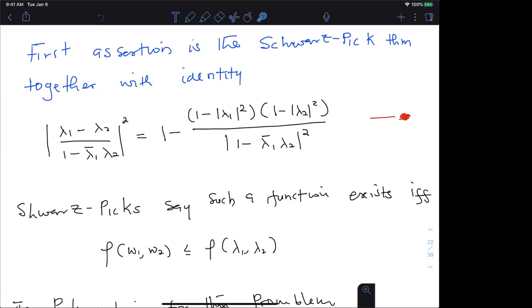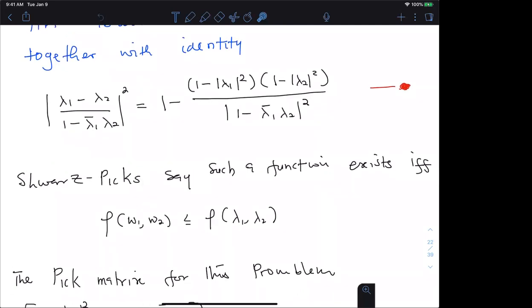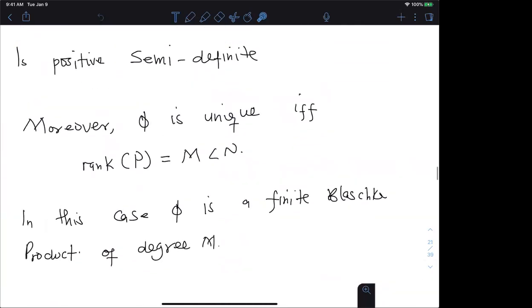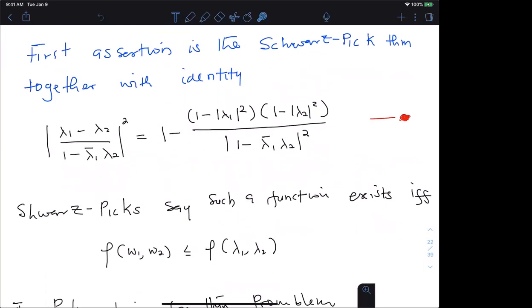So as I said earlier on, the solution process relied on the Schwarz-Pick theorem. The Schwarz-Pick theorem says that given lambda 1, lambda 2, omega 1, omega 2, such a solution exists if and only if this condition is true. Now we're going to use this condition, the fact that the matrix is positive semi-definite, and this identity to show that if we had a two-dimensional problem, it indeed confirms the Schwarz-Pick condition.